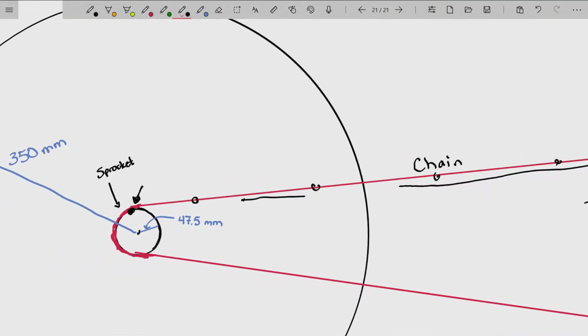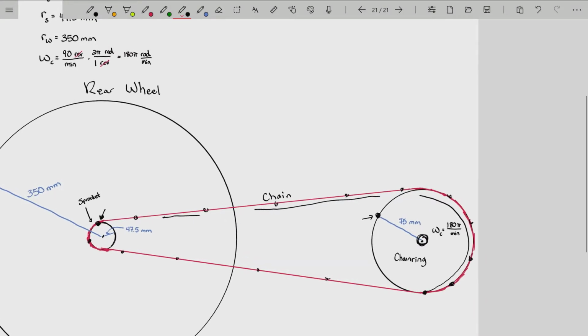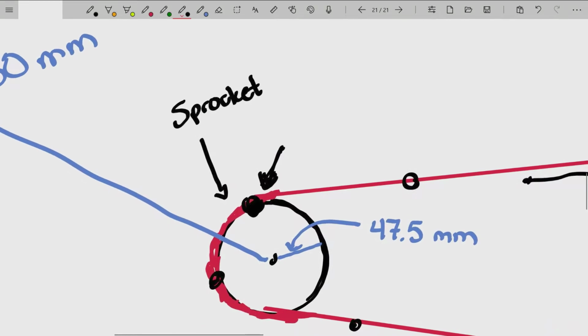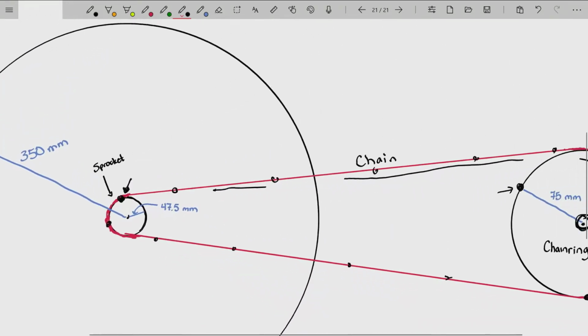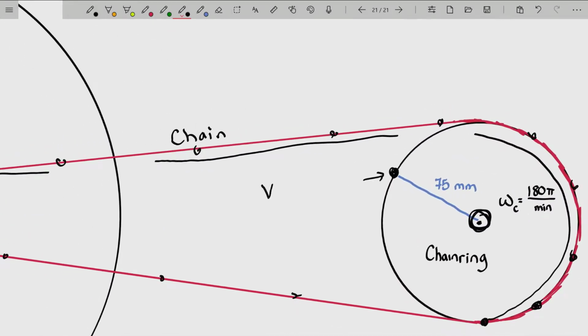Let's say it's moving, I don't care, 50 millimeters per second or something like that. By the time it gets here, it's still only going to be moving 50 millimeters per second. And then it rushes back around. So the linear velocity of that point along the chain ring will be the same as the linear velocity of that point when it gets to the sprocket. That's critically important for this problem. So let's talk about the linear velocity of that point on the chain ring.